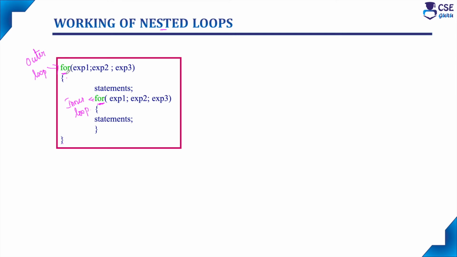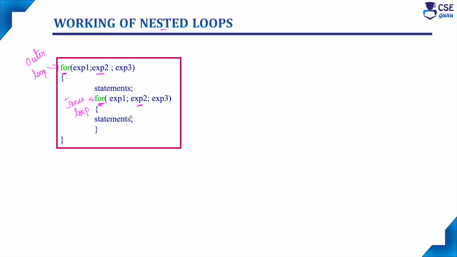The outer for loop executes first. When the outer for loop condition is evaluated to true, it allows the inner for loop to execute. And we know the for loop will execute repeatedly until the condition fails. So when the outer for loop condition is true for the first time, the inner for loop is allowed to execute, and it executes repeatedly until its condition fails.